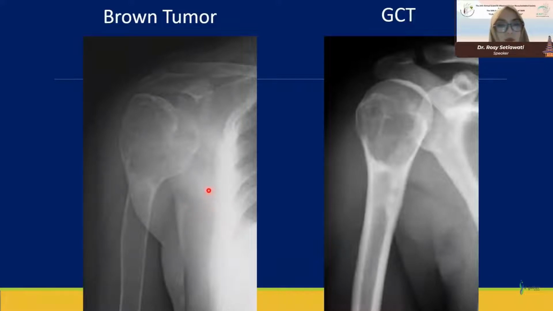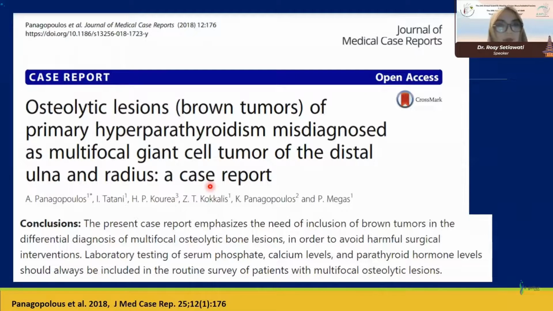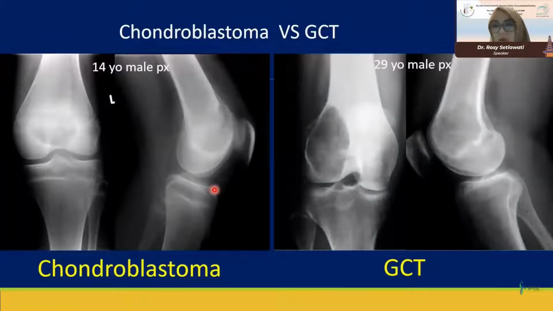The giant cells in the brown tumor will show smaller giant cells with a nodular arrangement, and the stromal cells are more spindle-shaped compared to the GCT findings. So this is a case of brown tumor of hyperparathyroidism misdiagnosed as multifocal giant cell tumor. This shows how we have to be aware when we make a diagnosis of multicentric giant cell tumor.